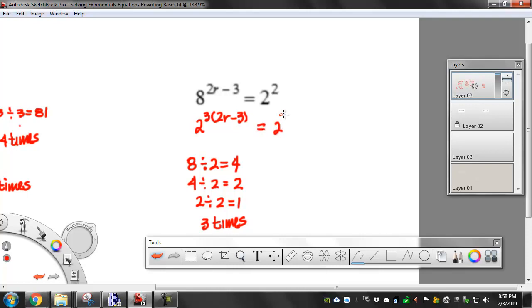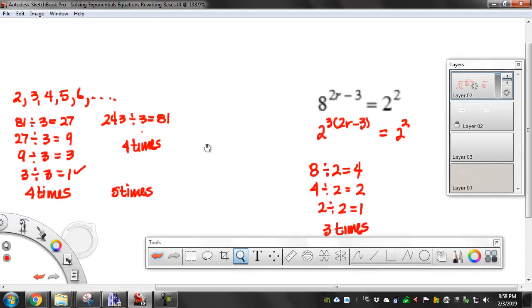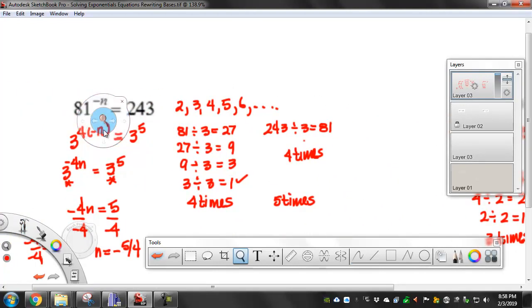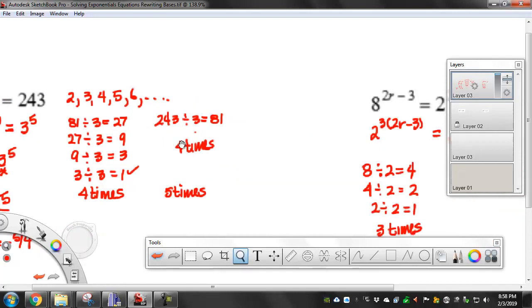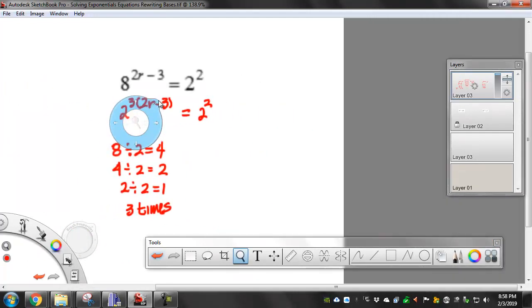equals 2 squared. Now do you see how we did this one over here with a negative? Remember what we did here? That negative had to be multiplied in. The same idea right here. I have to take that 3 and multiply it in. So now this equation, you bring it down here, this equation is going to be 3 times 2 is 6r, 3 times a negative 3 is a negative 9, equals 2 to the squared power. So all this weird stuff right here, 8 raised to 2r minus 3, is the same as 2 raised to the 6r minus 9.